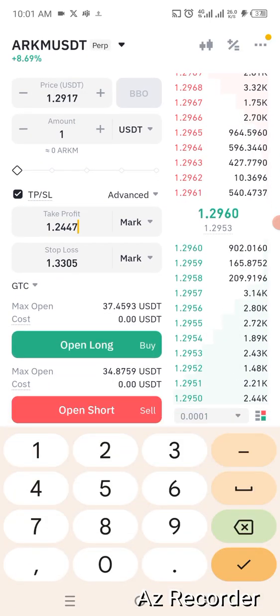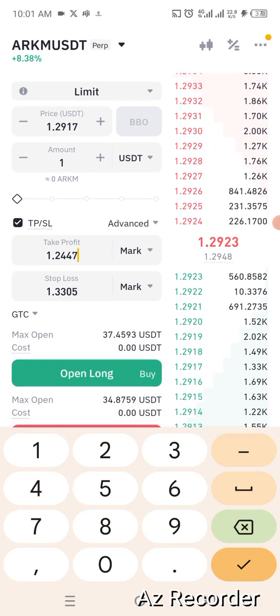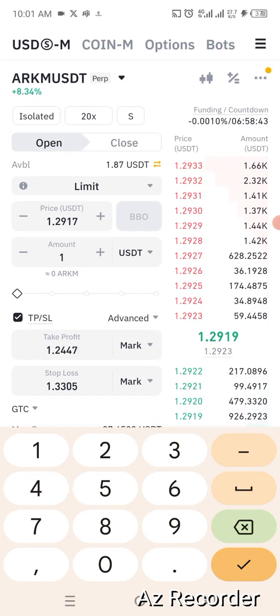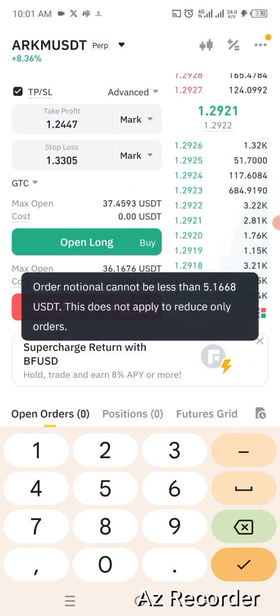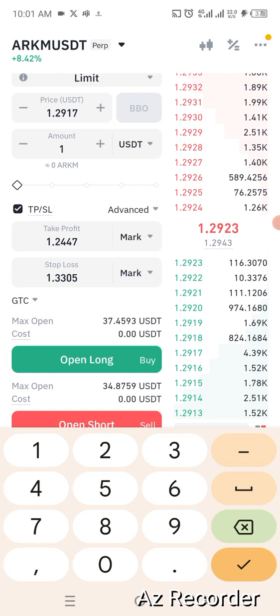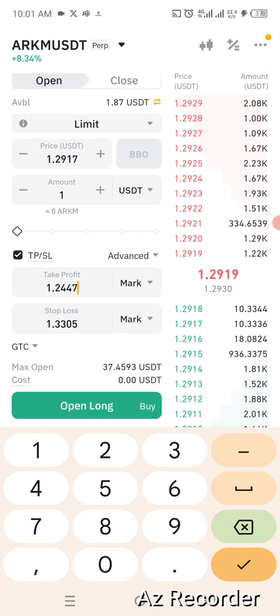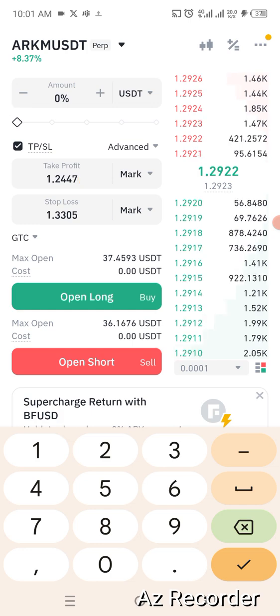1.2447. Yeah. So the next thing is I've entered the amount of USDT I want to purchase with. Then my leverage is 20 under isolated margin. Then the next thing is just for me to short. I click on short. Though it's notifying me that you can't buy anything less than $5. In case your margin, the amount of USDT you want to enter, is more than $5.